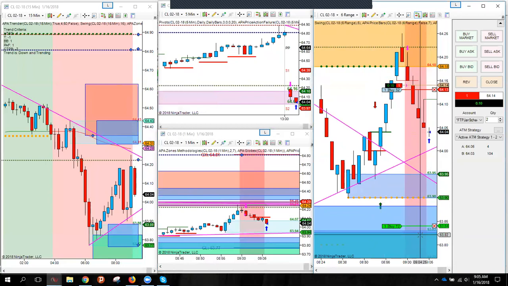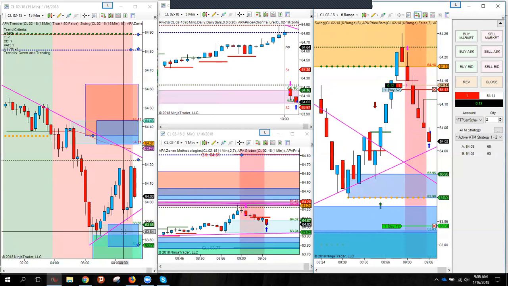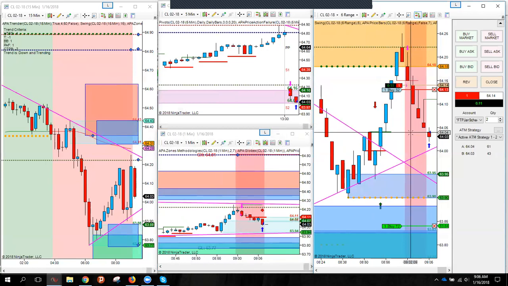I've moved my second target to 30 ticks, about 2 ticks above the area of confluence on my 15-minute chart. There's a lot of confluence in my 1-minute chart.